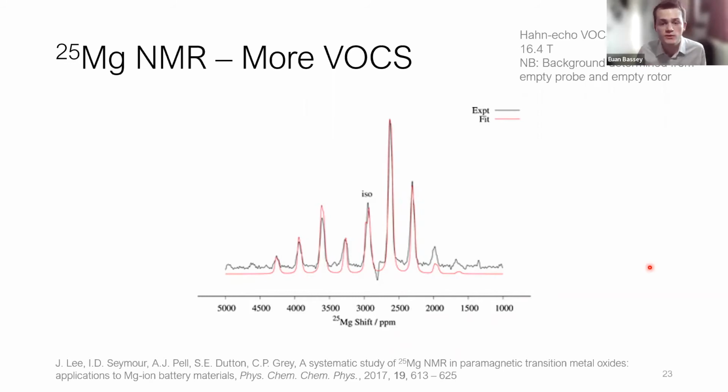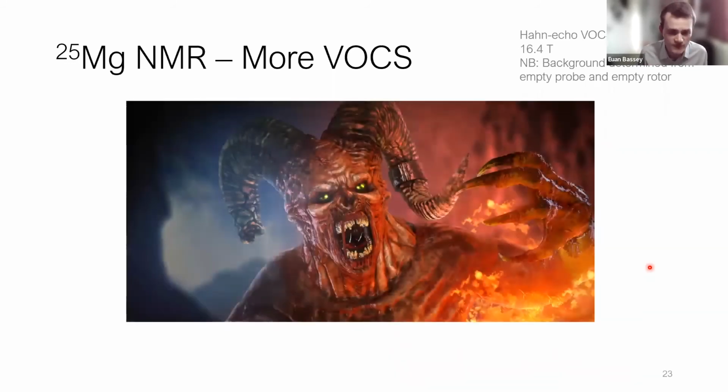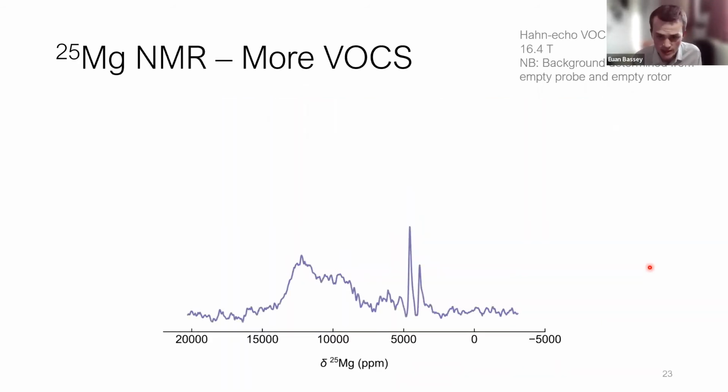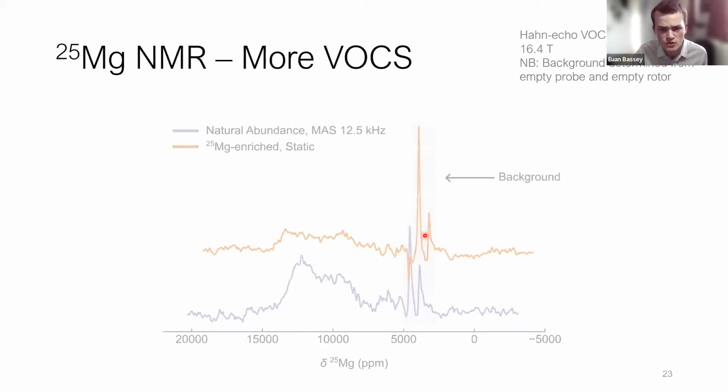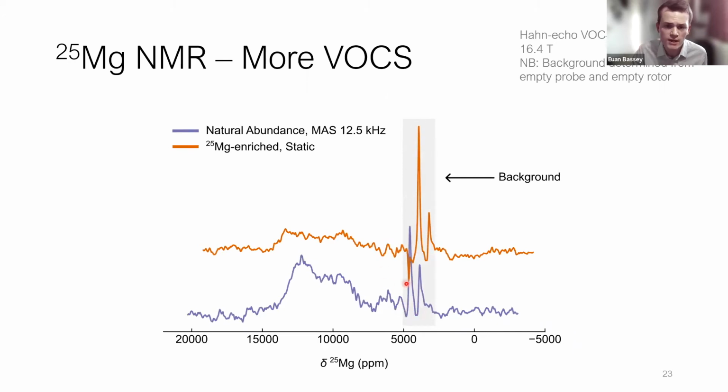So this was the sort of thing I was hoping to see. This is what it felt like I was trying to collect, and then this is what I actually ended up collecting. The magnesium NMR, as you can see, is relatively broad. It's at least 5,000 ppm wide, and this is acquired under 12.5 kilohertz magic angle spinning. These 2 peaks here are just background, which is confirmed from an empty stator.